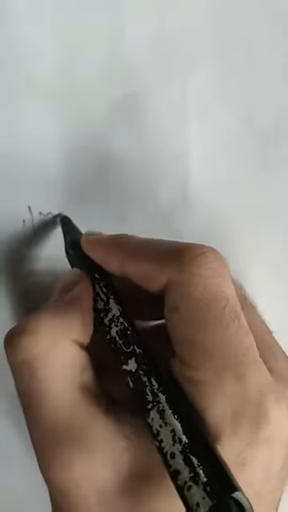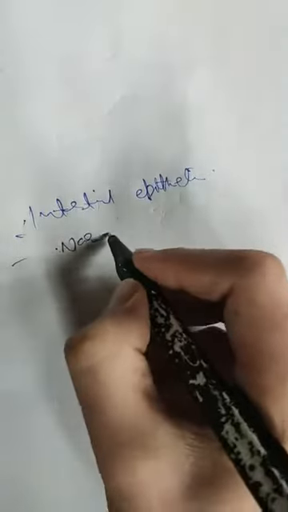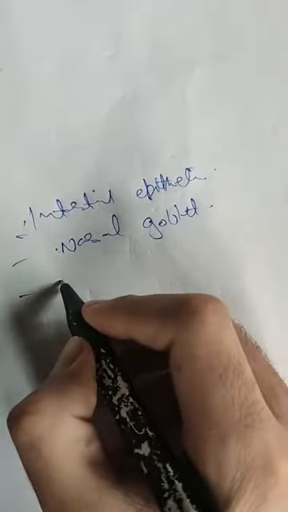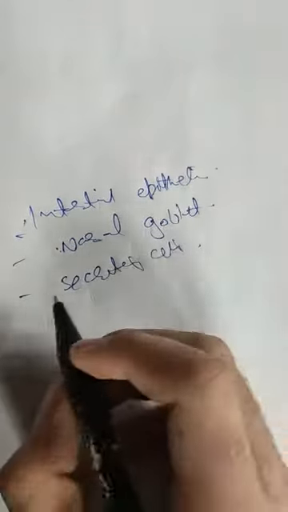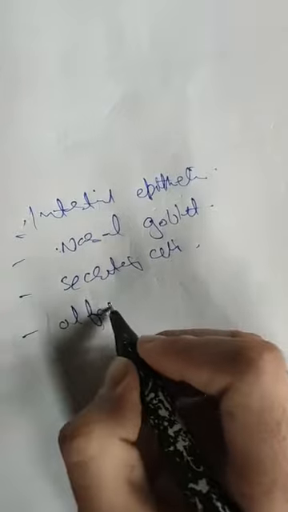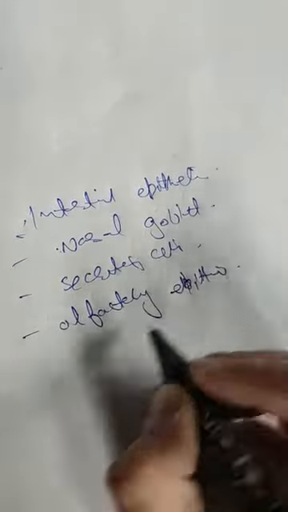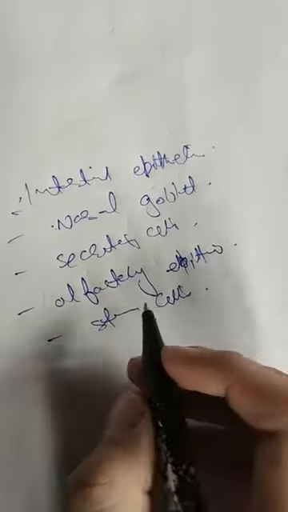It is in intestinal epithelium. It is also found in nasal goblets. ACE2 is also found in secretory cells. It is also found in olfactory epithelium, and it's also found in stem cells, right?